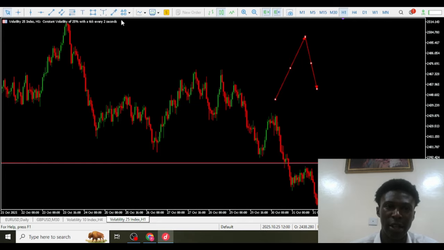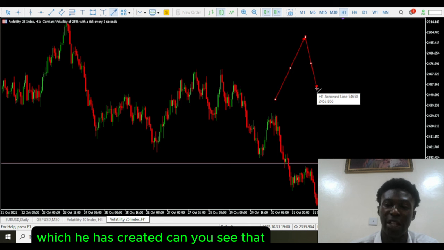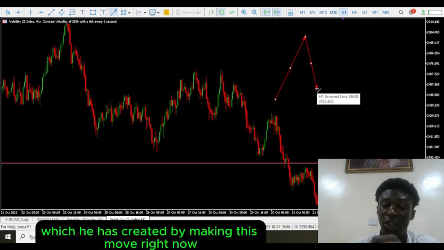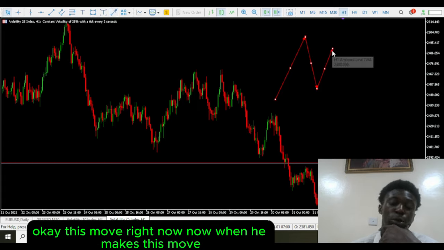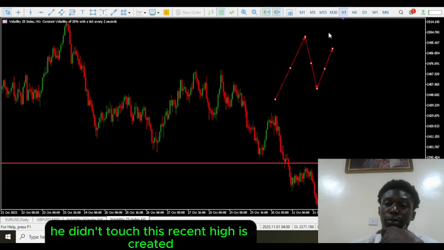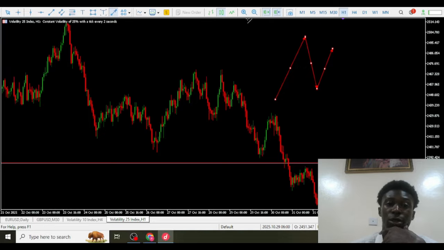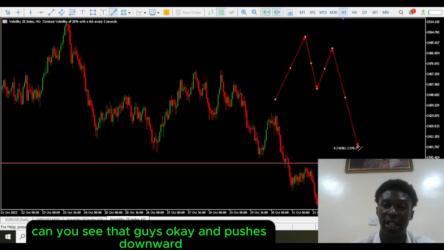Then it fails to touch the previous high which it has created. Can you see that? When it fails to touch the previous high which it has created, by making this move right now and makes this move again. Can you see this move, guys? Now when it makes this move, it didn't touch this recent high it created. Then it starts pushing downward. Can you see that? And pushes downward like this right now.